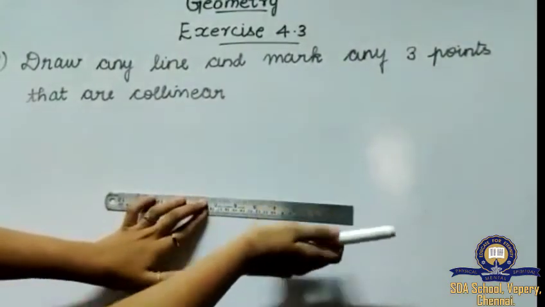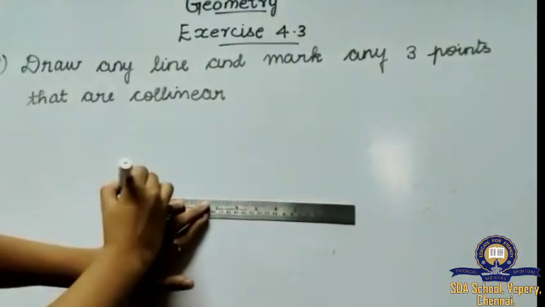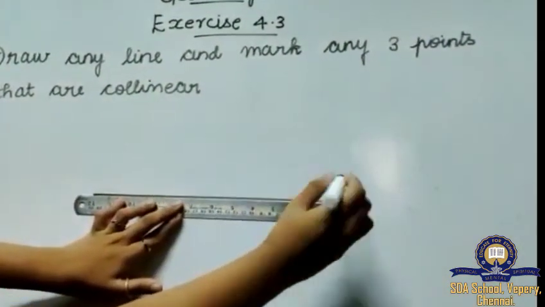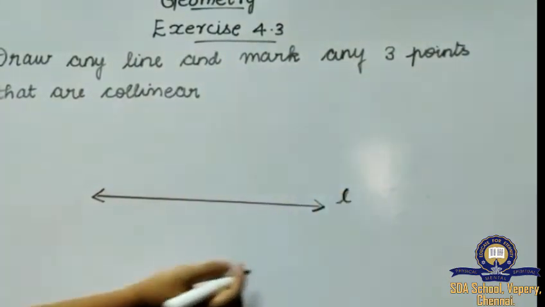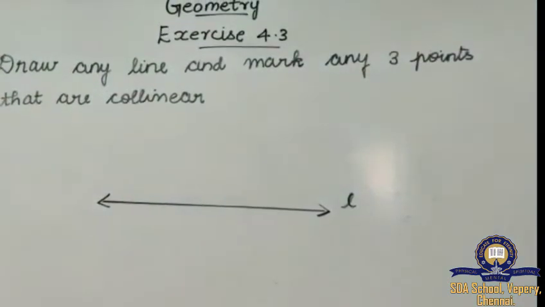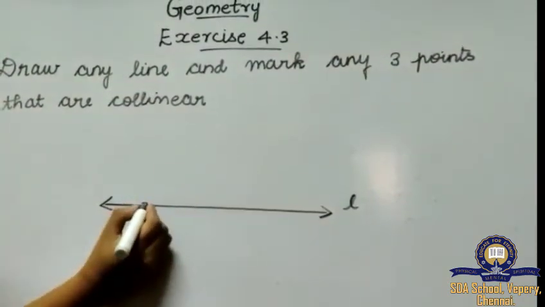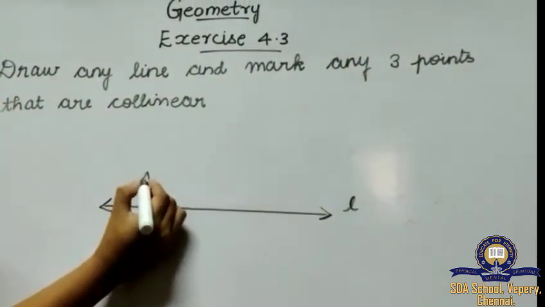So first I'm going to draw a line. I'll be drawing a line. I'm going to represent this line as L, okay? Now I'm going to mark any 3 points they are asking, okay? So first I'll be marking this and I'm going to write A.